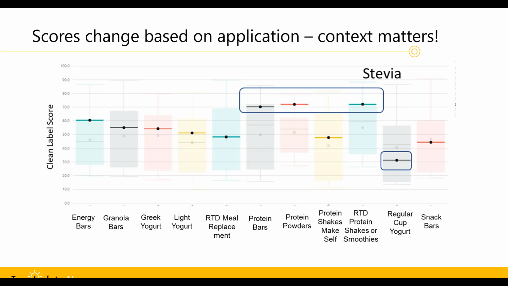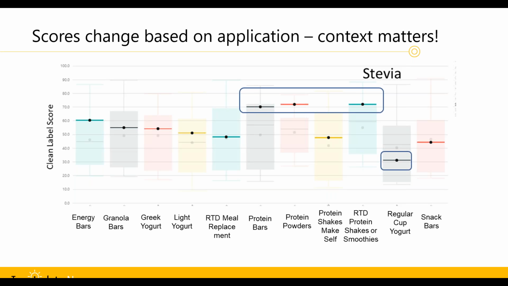However, we also know that based on the context and the application, these ingredients become either more valuable for promoting a clean label or less valuable. For instance, across the bottom are different types of applications. Notice how stevia in protein bars, protein powders, and ready-to-drink protein shakes gets a much, much higher clean label score than in yogurt. That means when people see stevia on the label of a protein bar, it's much more likely for them to say, yeah, that's still a clean label. Whereas if they see it on a regular yogurt, they're thinking to themselves, no, this isn't a clean product.